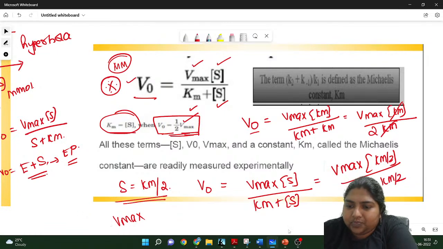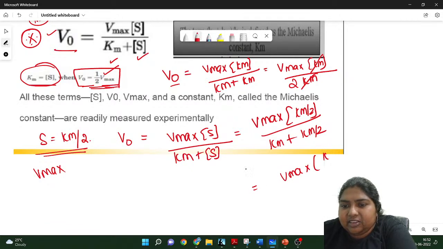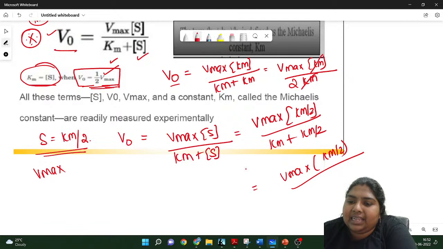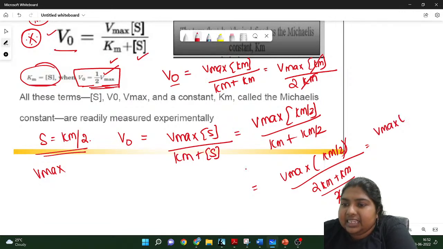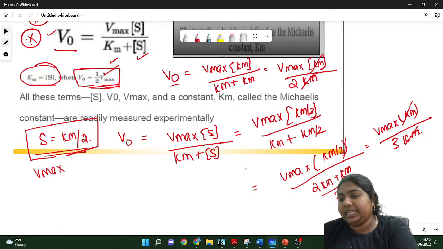So now what will you do? This is going to be V max into Km by 2, divided by, you take it as a denominator, 2 Km plus Km by 2. So this 2 and 2 will get cancelled. That is equal to V max into Km divided by 3 Km. So Km gets cancelled. V naught will become V max by 3. So when will it become V max by 3? Whenever you make your S as Km by 2.